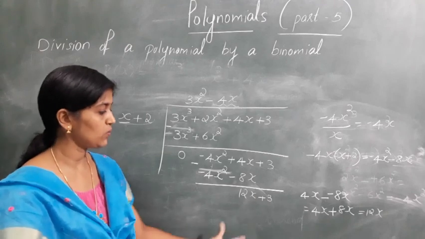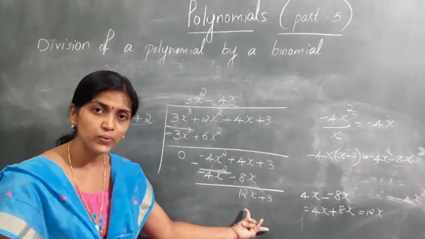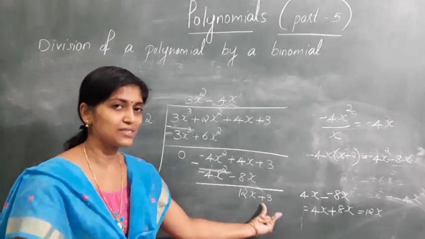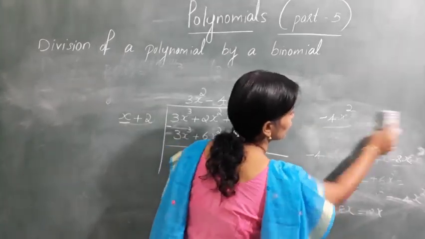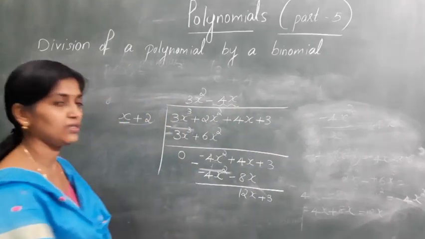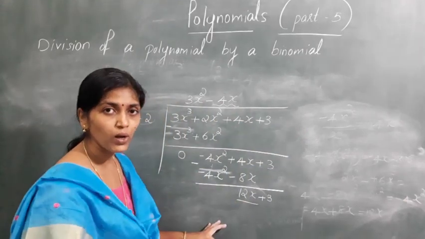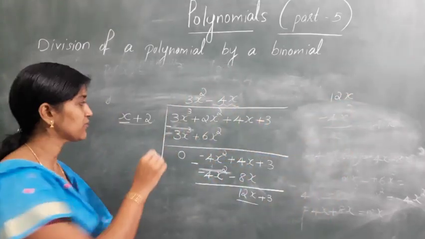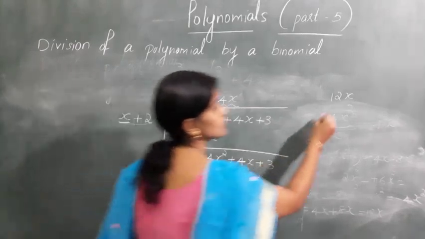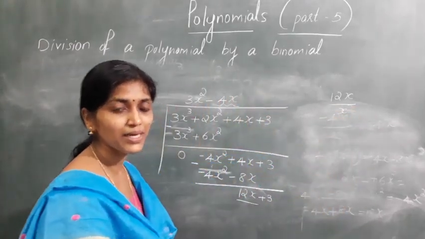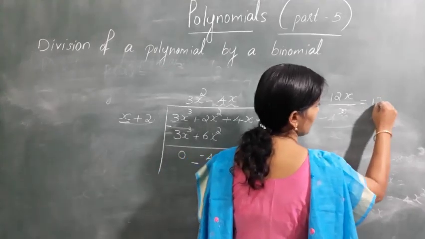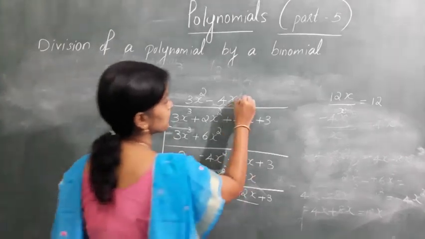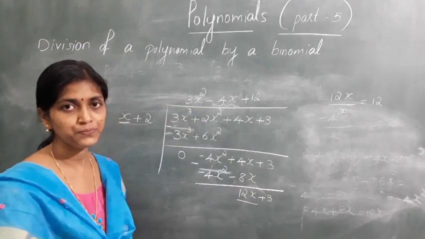We'll proceed the same way. Next, this is our new dividend. Take this new dividend, that is 12x plus 3. Here we have to follow the same steps. What were the steps? Take the first term, that is 12x, and divide by the first term of the divisor. What is it? x. So 12x by x. What is 12x by x? It is equal to 12. Okay. That is the next term of the quotient, that is plus 12. Clear?